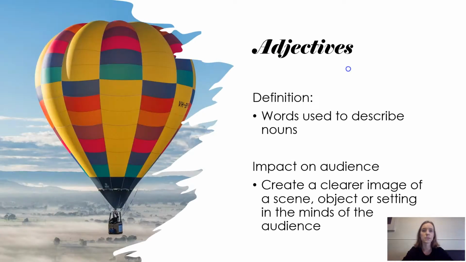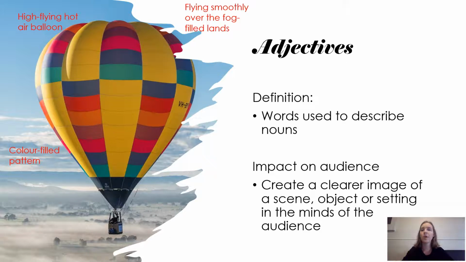have on an audience. Adjectives are words that are used to describe nouns. So they create a clear image of a scene, an object, a setting, anything that you are describing in the minds of an audience. Take a look at the hot air balloon on this page. It could be a high-flying hot air balloon. So it's not just a hot air balloon, it's flying high in the sky. It could have a colour-filled pattern. It could be flying smoothly over fog-filled lands. So the lands are fog-filled, and it's not just flying, it's smooth.